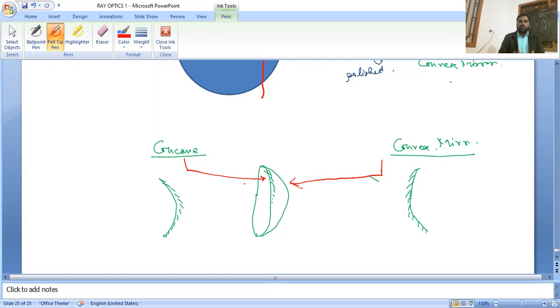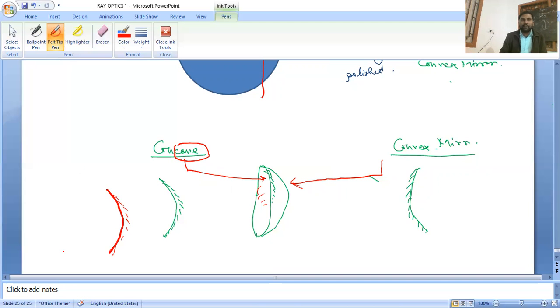Remember the term concave, that is from cave. This side looks like a cave. Rays of light, a beam of light, are entering into a cave. So we can remember these terms: this is a concave mirror. Clear here, no issues.